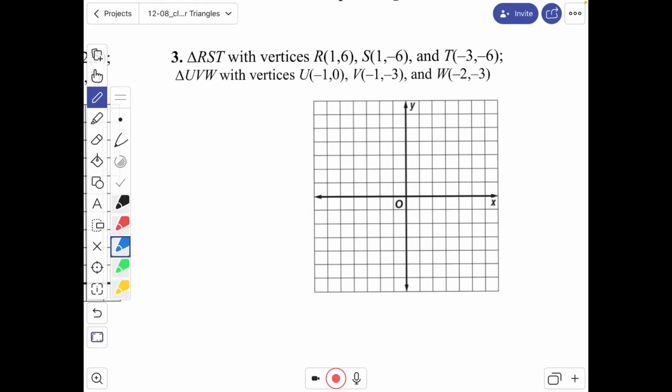So let's go put the points on there. Go over 1 and up to 6. Put a dot and be sure to label it. And then we're going to go to the right 1 and down 6. Put a dot and label it S. And then we're going to the left 3 and down to 6. Put a dot and label it T. That's a pretty big triangle. And we connect the dots to make a triangle.